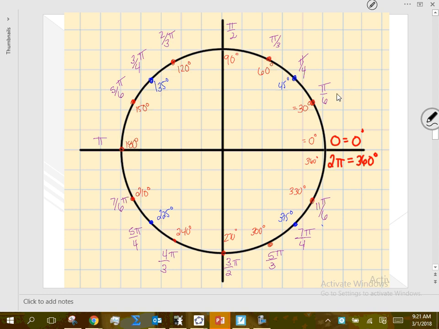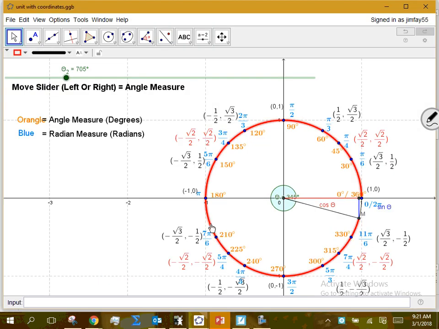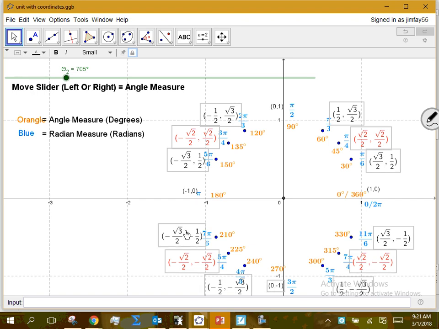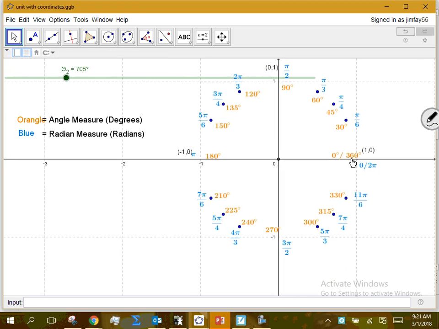Okay. We want the ordered pairs. We want the coordinates of these points. For instance, if I take the unit circle out, let's see if I can. I don't know if one of these will do that. If I take the unit circle out of here. Okay, let me just clean those up.